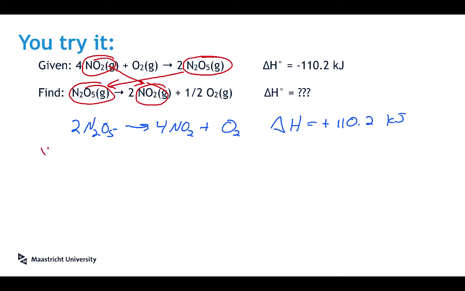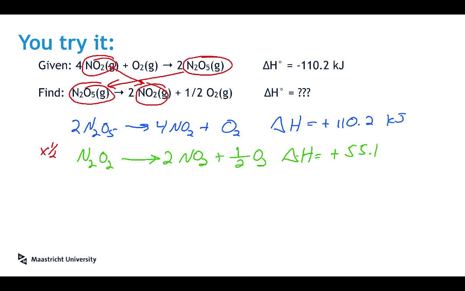So I'm going to take this and multiply by 1/2, and that will give us N2O5 going to 2NO2 plus 1/2 O2, which we see is exactly what we have in the find. And since I multiplied the reaction by half, I need to multiply my heat by half as well, and that will give me a delta H that's equal to a positive 55.1 kilojoules.